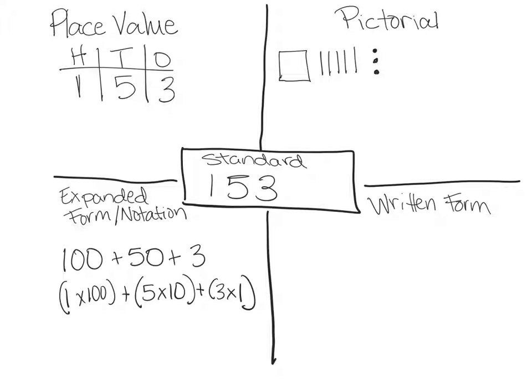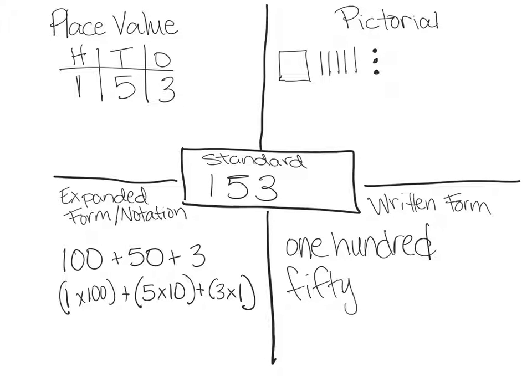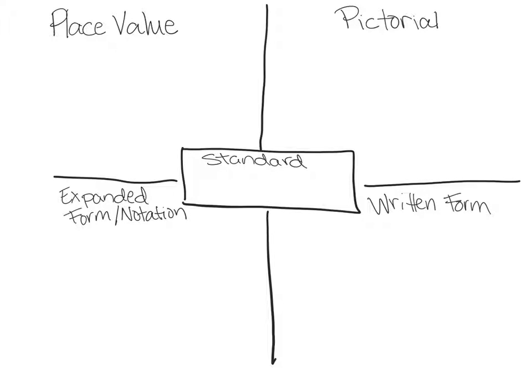Okay. Next, we have the written form. All we do for written form is we write the number the way we say it. We have 100, 53. Okay, let's do one more example.